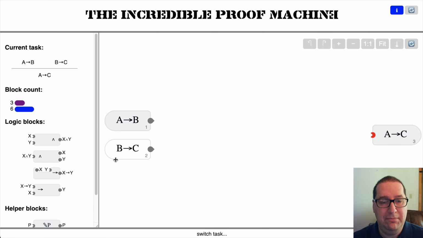A implies B and B implies C implies A implies C. So this level is going to require us, I think, to use the implication introduction rule. Because note that what we don't have here, right? We don't have an A at all. In fact, we don't have anything from the left-hand side of these implication arrows. So in order to even construct this, we're going to need, I think, to introduce an implication.